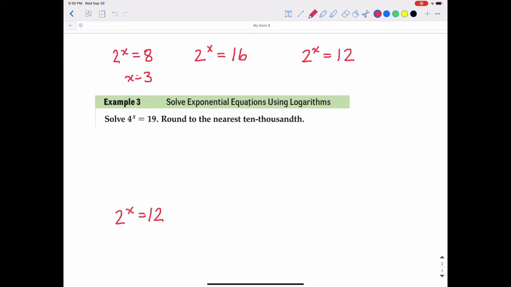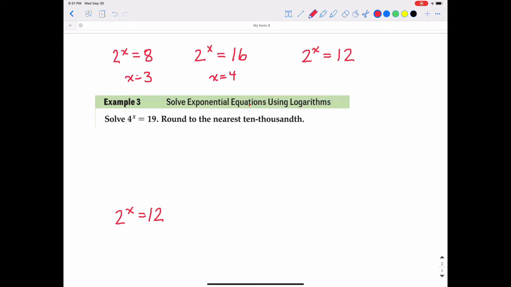2 to the x power equals 16, so x would have to equal 4 because we can solve mentally that 2 times 2 times 2 times 2 would be 16, so x has to be 4. But we weren't ready to solve 2 to the x power equals 12 until today. Today, we're going to learn how to solve these types of exponential equations.